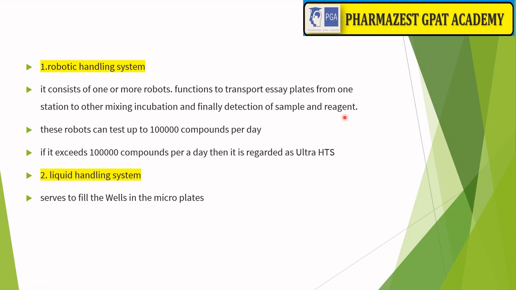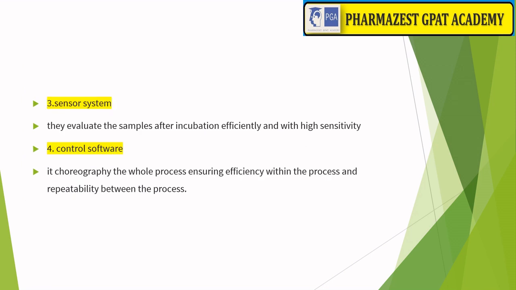These robots can test up to 1 lakh compounds per day. If it exceeds 1 lakh compounds per day, then it is regarded as ultra high throughput screening. Next, coming to the liquid handling system. It serves to fill the wells in the micro plates. This liquid handling system is mainly used to fill the wells in the micro plates.